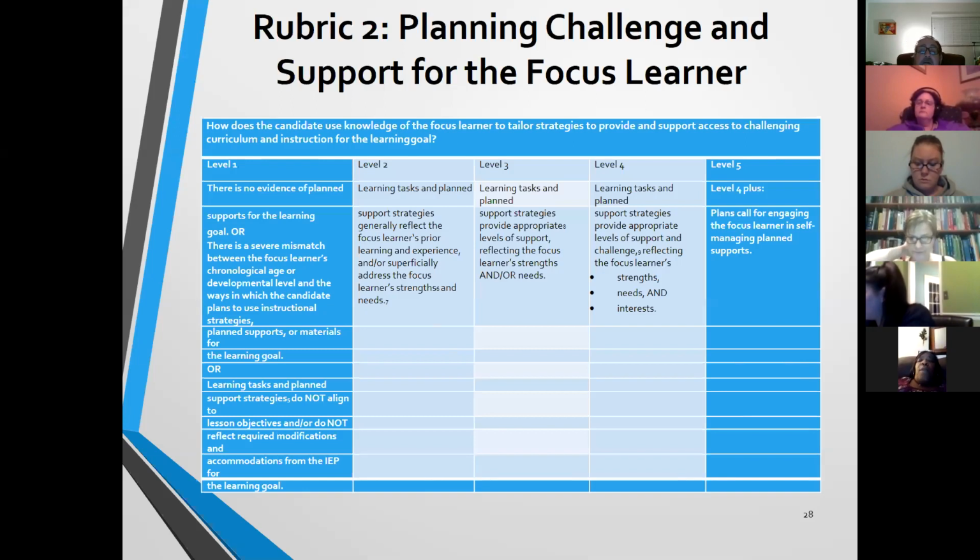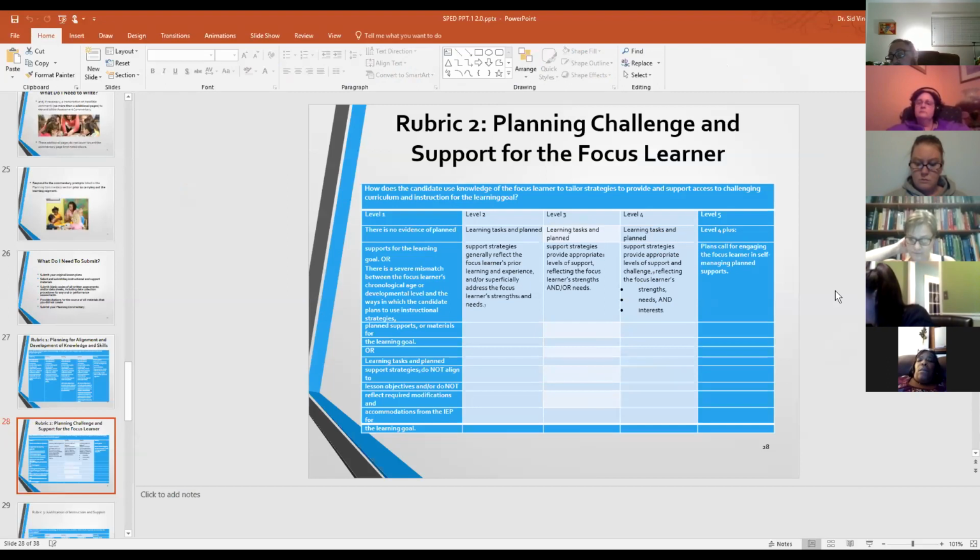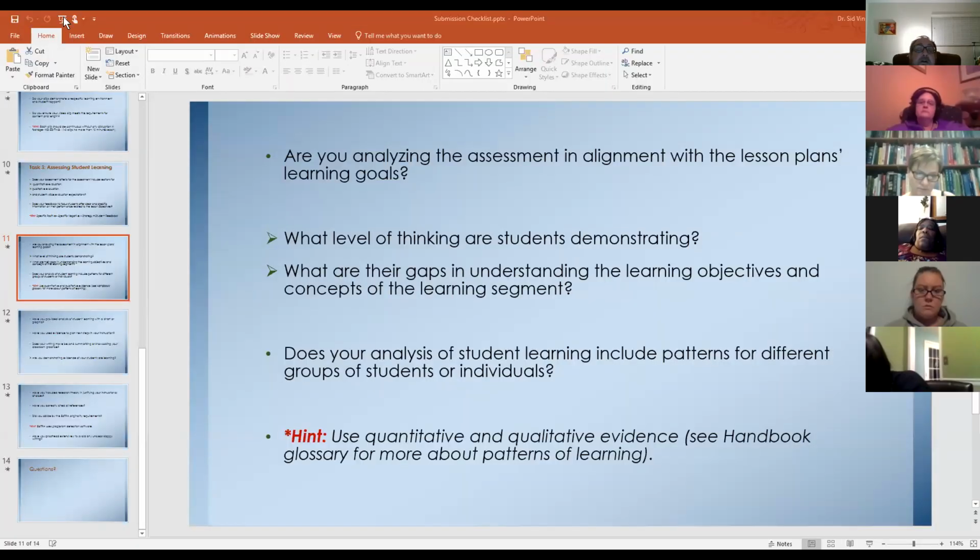So when are the commentaries due? Well, they're going to be due in your student teaching course during student teaching, but they're going to be due after student teaching to be sent into EdTPA.